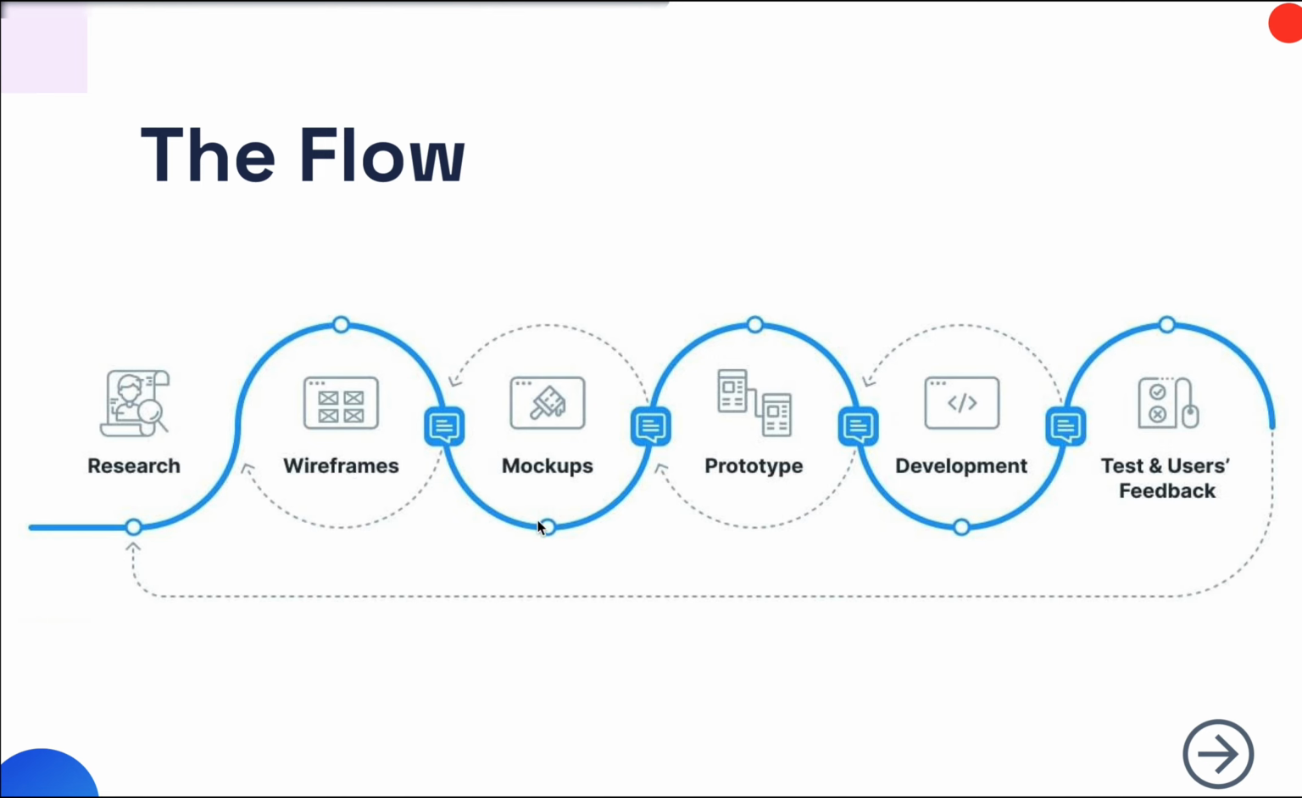So the flow is like this. From research, you move to wireframe, to mock-up, to prototype development, to test and user feedback. Now, when that is done, it doesn't mean that is the end of the project. You still go back to research. So when you get your feedback from here, you go back to your drawing board to get your research done properly. Then you move again to getting wireframe or whatever adjustment you've done, get the mock-up done, get the prototype done, then move to development. So it's an infinite process. It's continuous. It doesn't end.